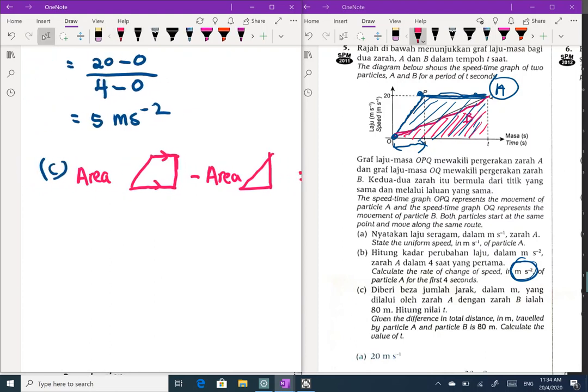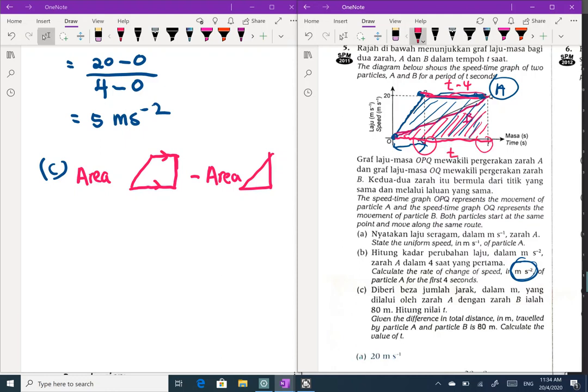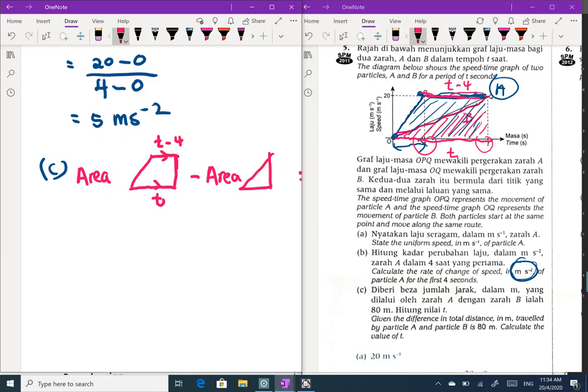Okay, now we determine what is the length for this one. This one is t minus 4. This one total is t. So this one is t minus 4. This one length is t. The height is 20.